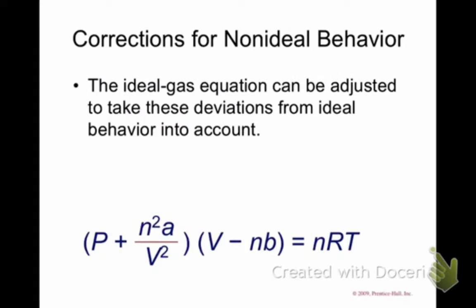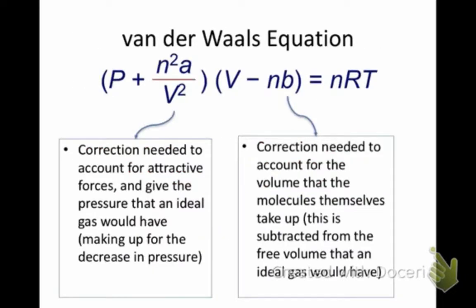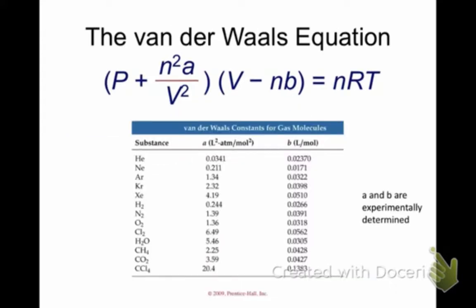So what we can do is make corrections for non-ideal behavior to that ideal gas equation. We're going to use what's called the van der Waals equation. All right, so here's the van der Waals equation, and there are two corrections that are made.